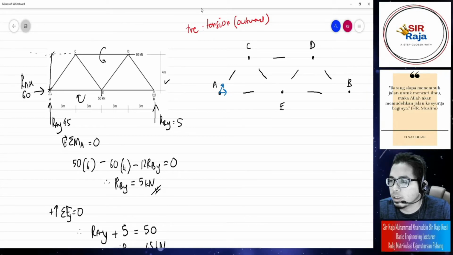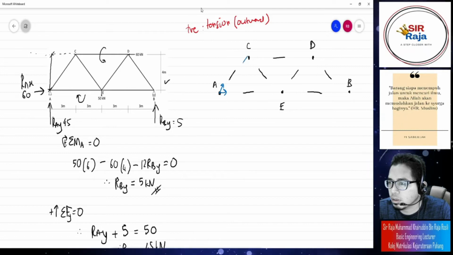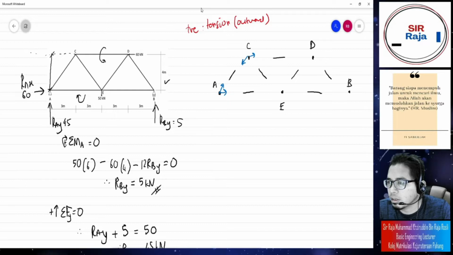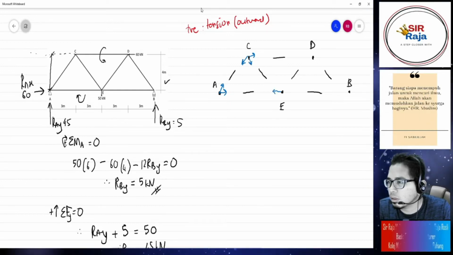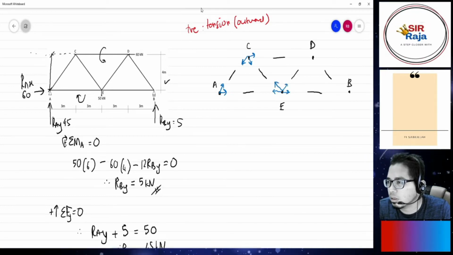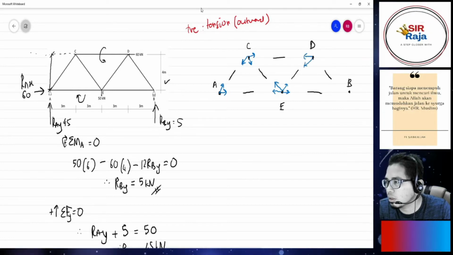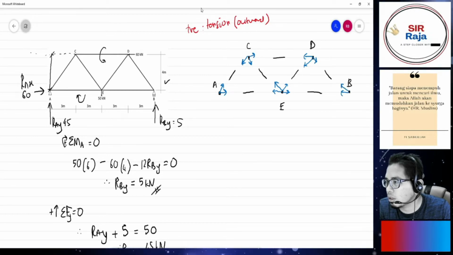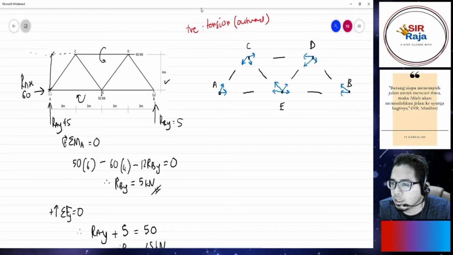Okay, so here we're just gonna have outward as well. So it must be in the direction of the member. Same goes here. So here, so here. Outward, outward, outward, and then outward, and outward.